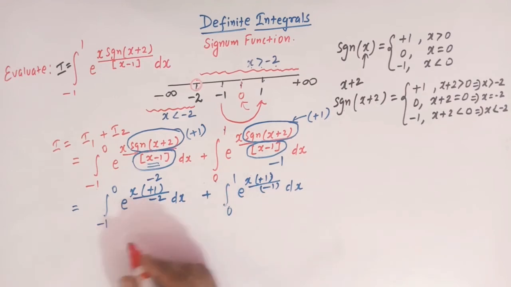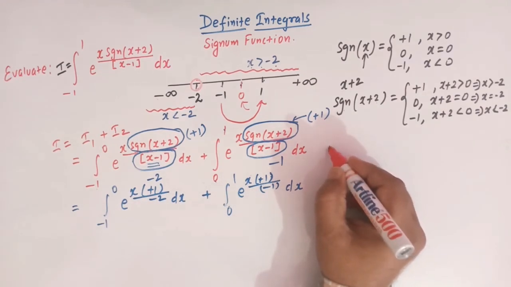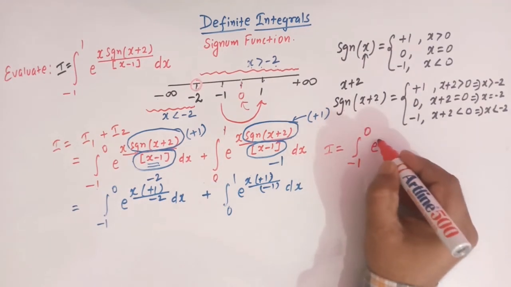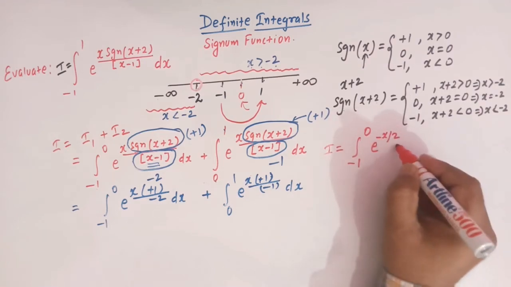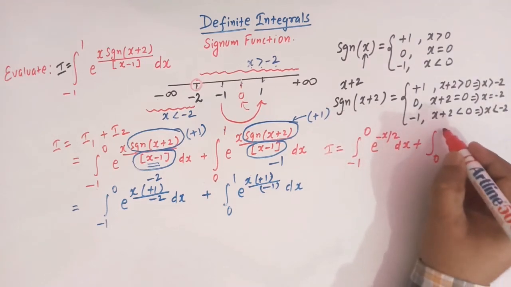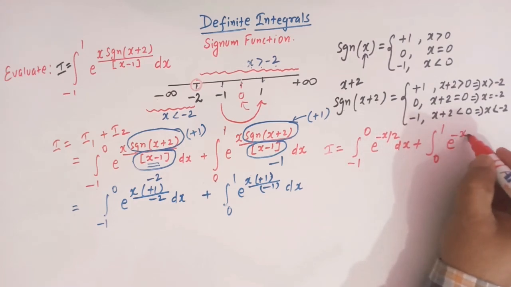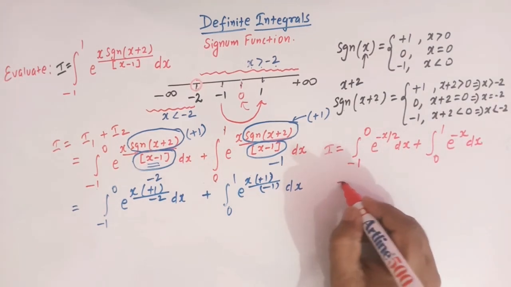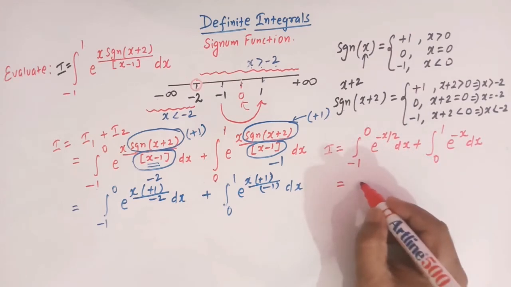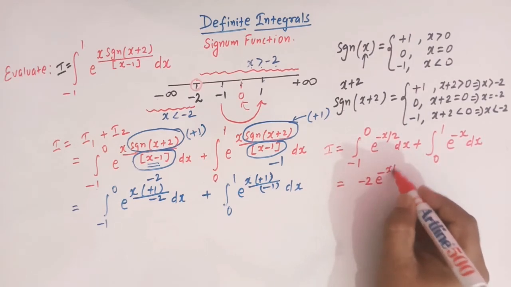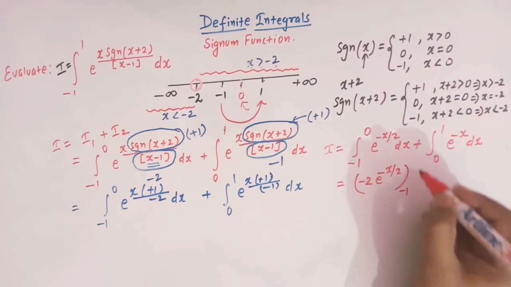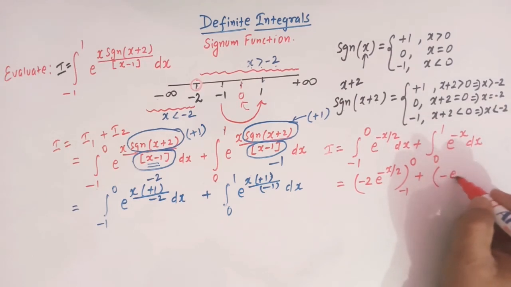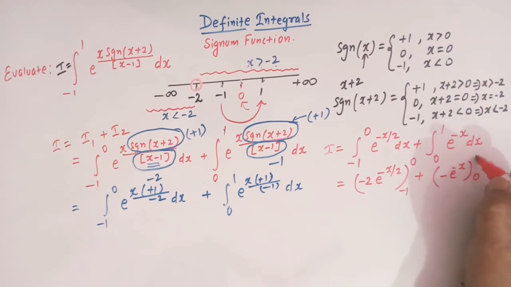Now let us simplify these two integrals. So what we will get here, we have minus 1 to 0 of e raised to minus x over 2 dx plus 0 to 1 of e raised to minus x, right? Okay, so now the integral of e raised to minus x by 2 is minus 2 e raised to minus x over 2, and limits are from minus 1 to 0, and here the integral of e raised to minus x is minus e raised to minus x, and 0 to 1, right?